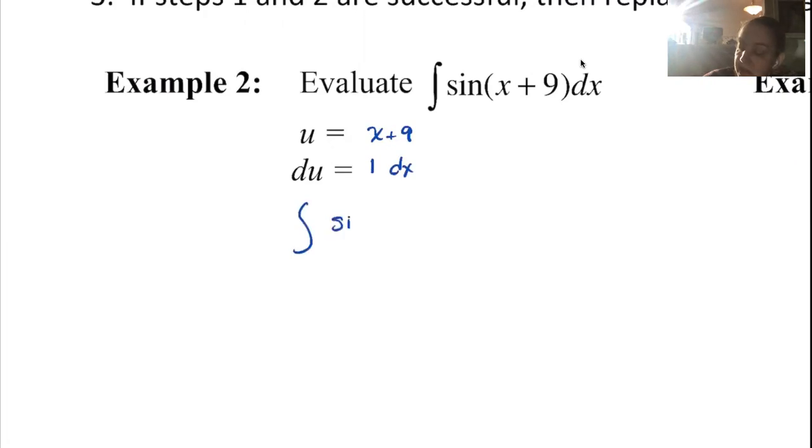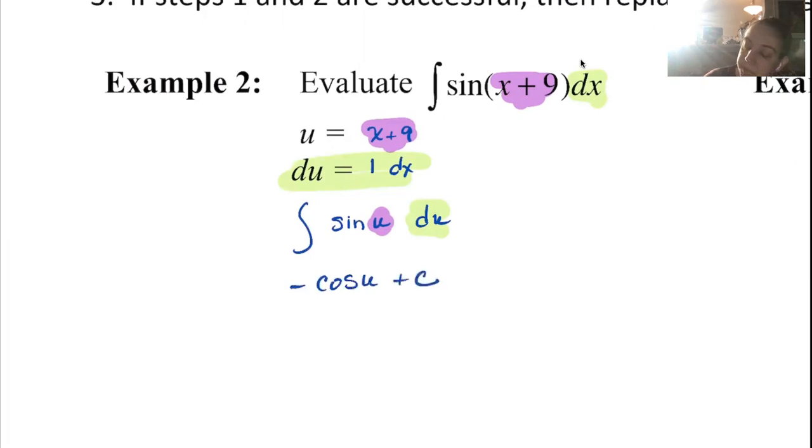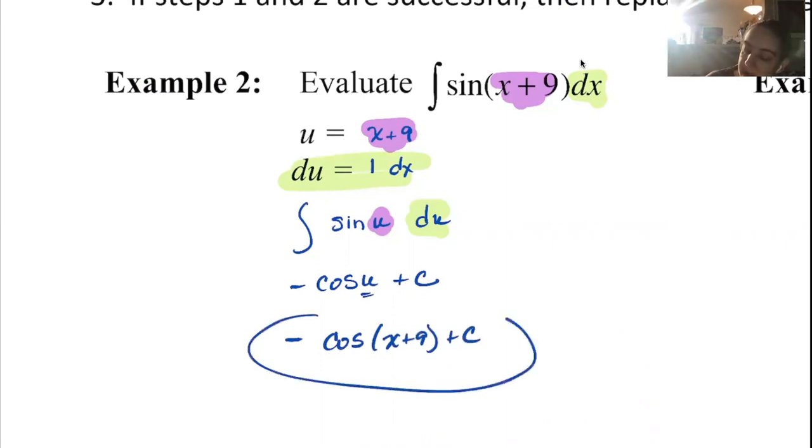So this would be the sine of u du. And everything matches. Here's my du, 1 dx. That's all good. And x plus 9 becomes the u, so that's all good. So then the antiderivative of sine is negative cosine of u plus c. Remember, the derivative of cosine is negative sine, so if I start out with a positive sign, the antiderivative is negative cosine. Now, u is just a stepping stone to get us to the answer. You'll never have u in your final answer. You have to replace u with the x plus 9 that we had originally. And there is your integral.